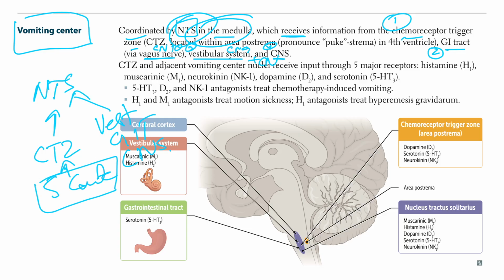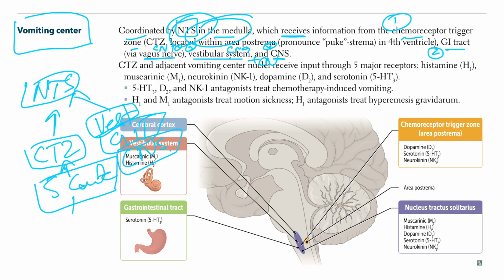So these 5 centers send to the chemoreceptor trigger zone, and that goes to NTS. And here the vestibular system alone straight up sends to the NTS. GI sends there, and also CNS again sends to the NTS. So why is that important?